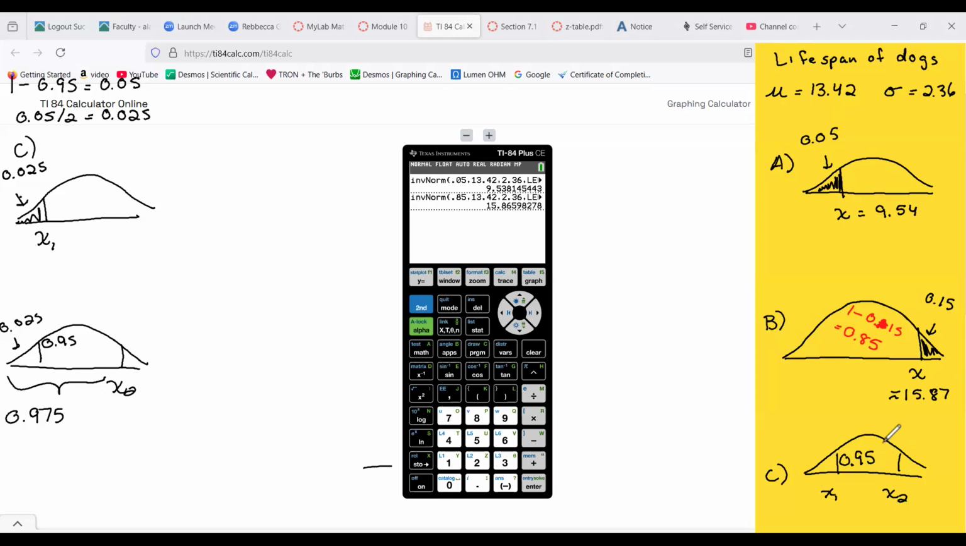And then if I wanted to figure out that 95% in the center, so what ages block off the 95% of lifespan of dogs exactly in the center of the distribution? That means I have to figure out what is left of X1. So we said what's left of X1 is going to be my 0.025.